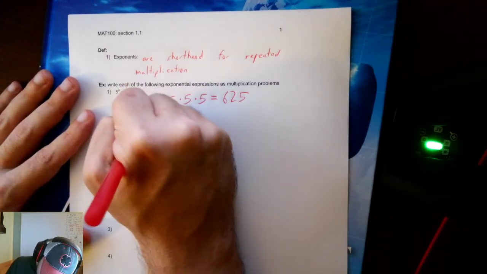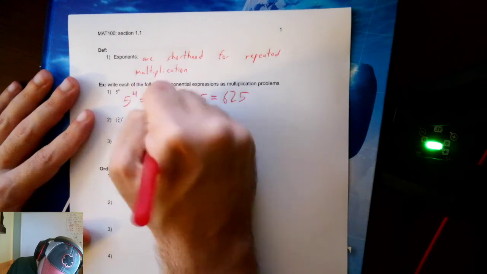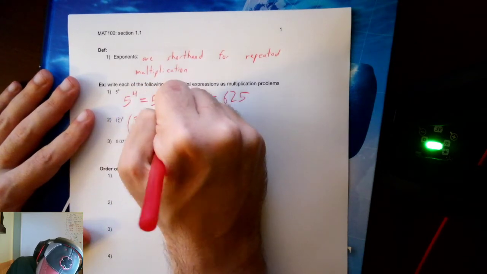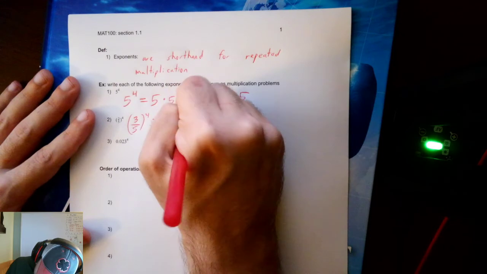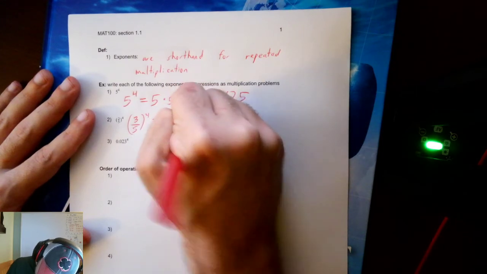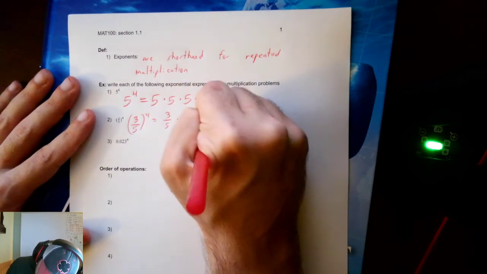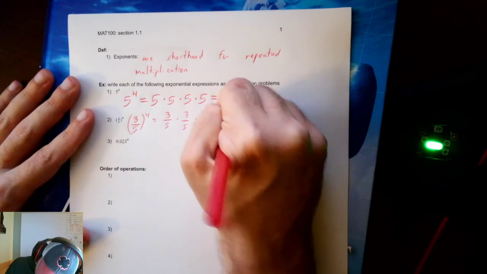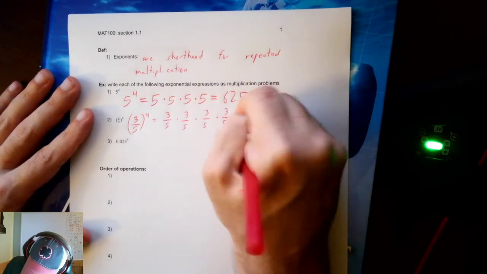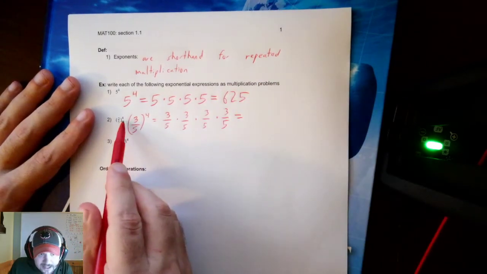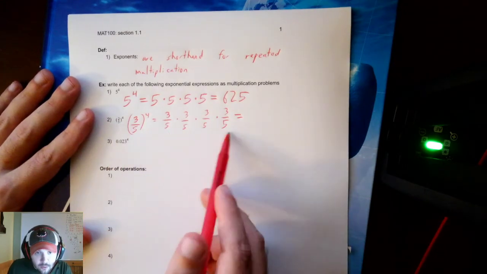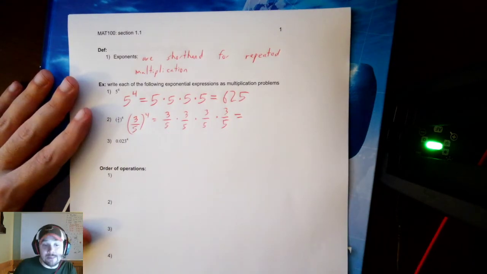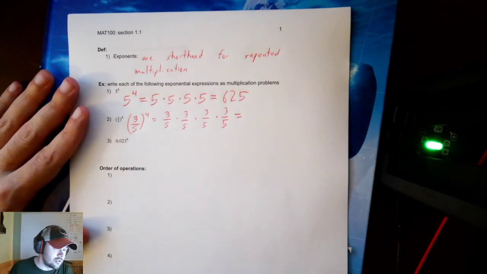3/5 to the 4th is 3 over 5 times 3 over 5 times 3 over 5 times 3 over 5. Notice 4 copies of the number. 1, 2, 3, 4. The number in question happened to be a fraction, but that doesn't change the rule.